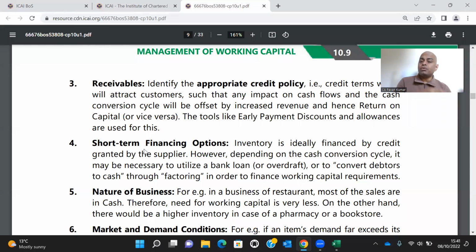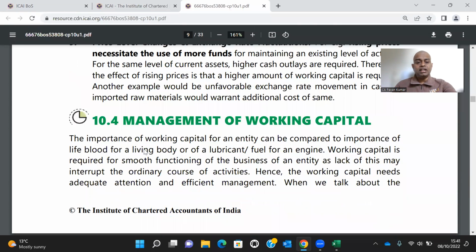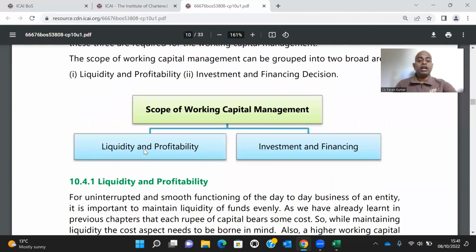So you read what is the importance of working capital. If adequate working capital is maintained, what will happen? If inadequate working capital is maintained, what will happen? How will working capital impact the goodwill of a business? What are the constituents of working capital? All these you can read in the theory. Now we are going straight to working capital.